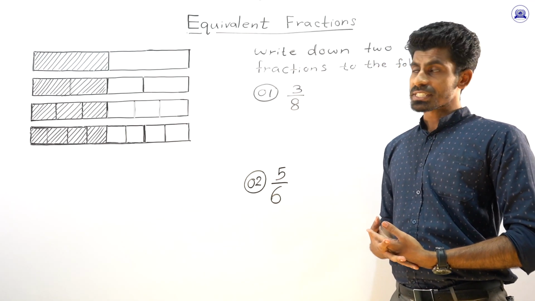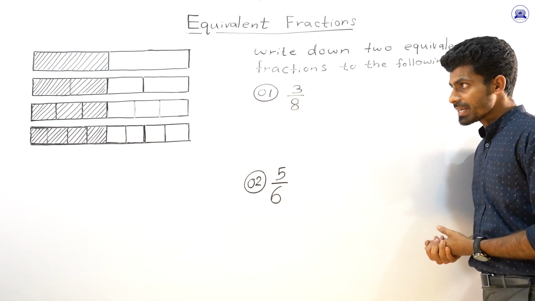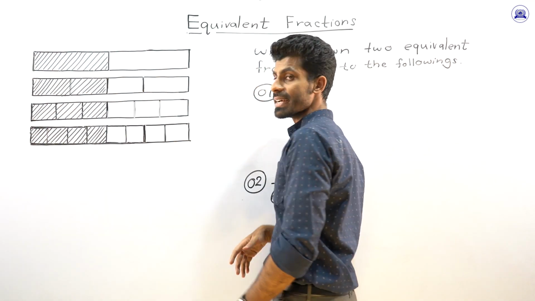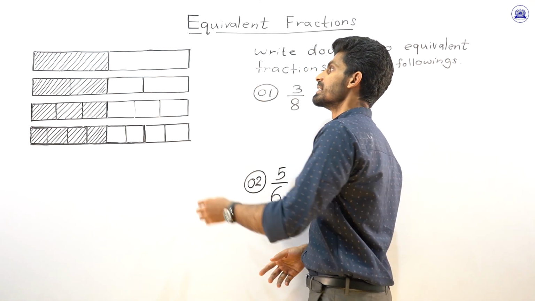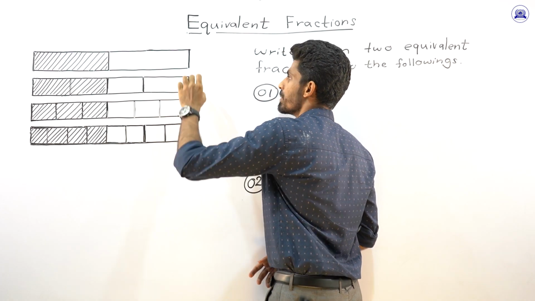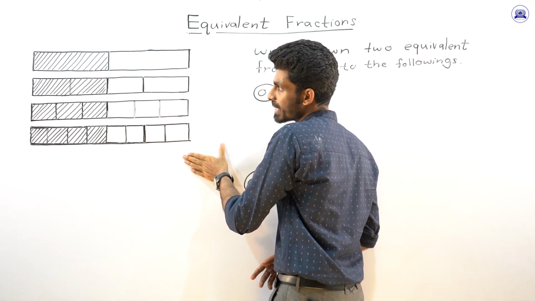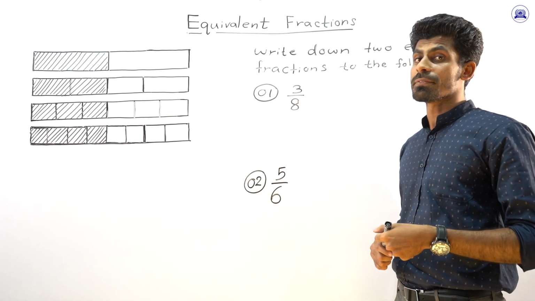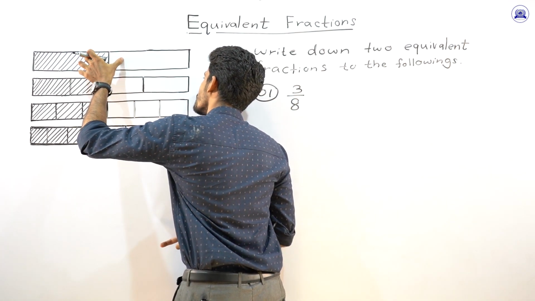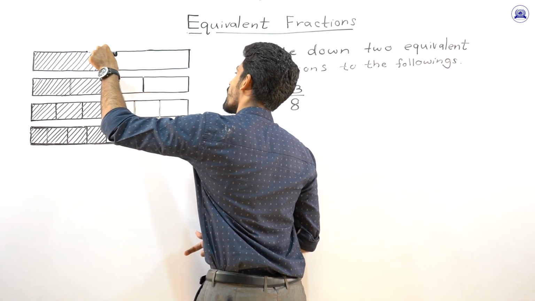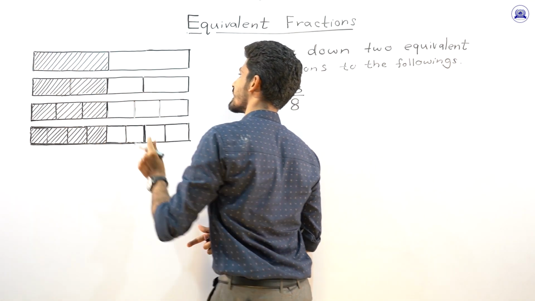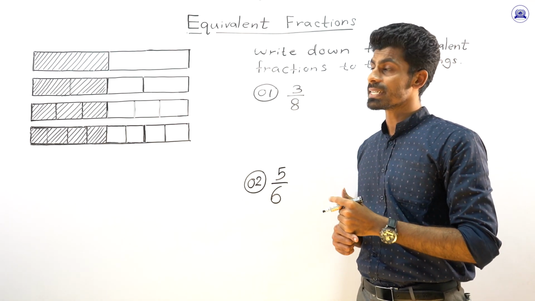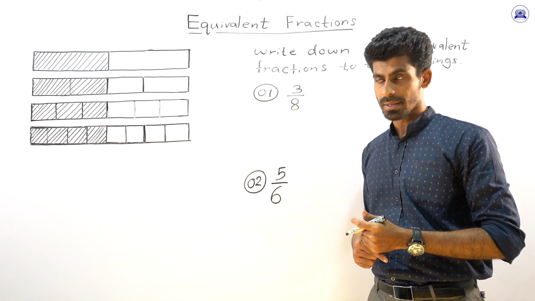Right, Lamai. So the next session is equivalent fractions. I'm just moving to this figure. Can you see that one? I have 4 figures. Look at the first one. There are 2 portions, and only one portion is colored out of 2 portions, right?